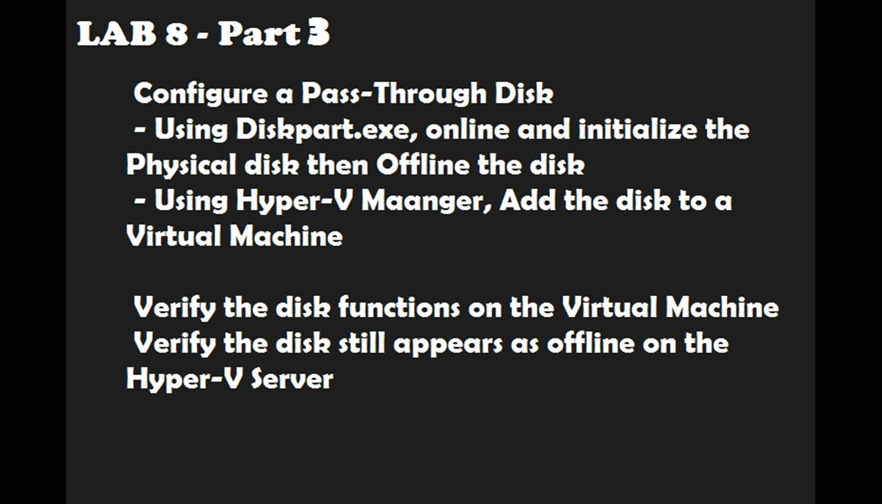For Lab 8 part 3, we're going to configure a pass-through disk. First thing we're going to do is open up Hyper-V server, and we're going to use the diskpart.exe utility to online and initialize the physical disk and then offline the disk. And then we're going to hop over to the Hyper-V Manager in Workstation A. We're going to add the disk to a virtual machine. We're going to verify the disk functions on the virtual machine. We're going to verify it still appears as offline on the Hyper-V server.